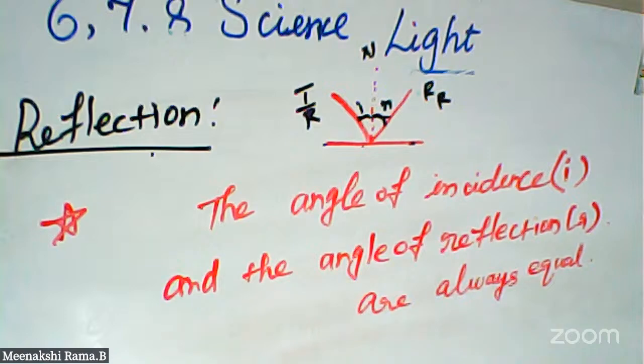Okay, so just go through the topics: what is light energy, what the properties of light are, the main property, reflection, how the reflection occurs, how the light is bent. Just go through the syllabus in your book also. Is there any doubt? Please ask me.